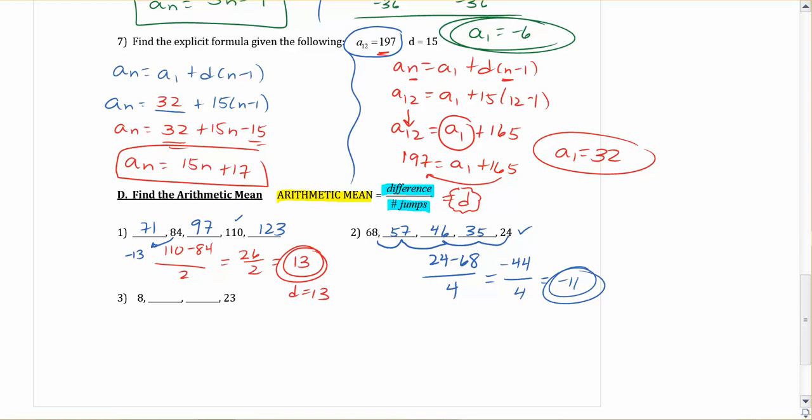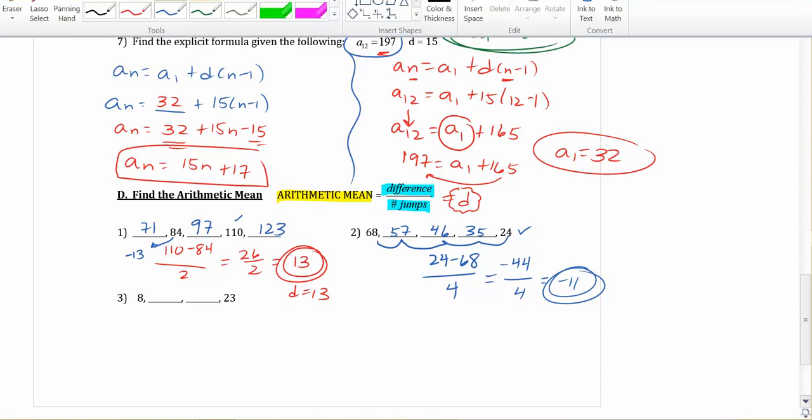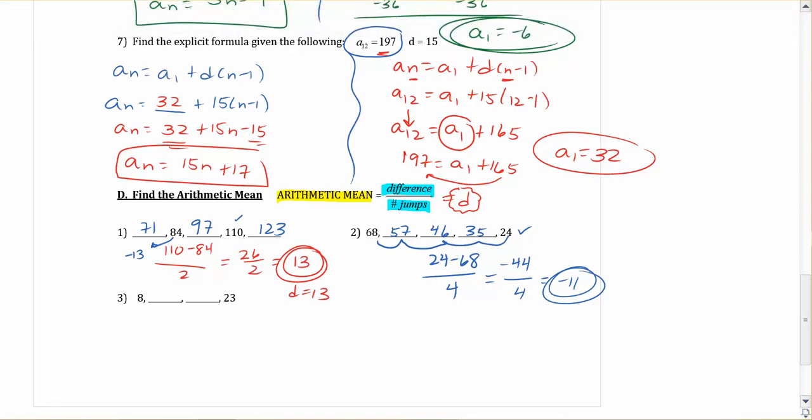Okay, go ahead and try number 3 on your own. Go ahead and pause the video. See what solution you're going to get for those 2 blanks. All right, if you found the difference and did 23 minus 8 over, you went 1, 2, 3 jumps here. You're going to get 15 over 3, which is 5. So your common difference is 5. 8 and 5 is 13. 13 and 5 is 18. 18 and 5 is 23. So I know that I found the correct pattern.